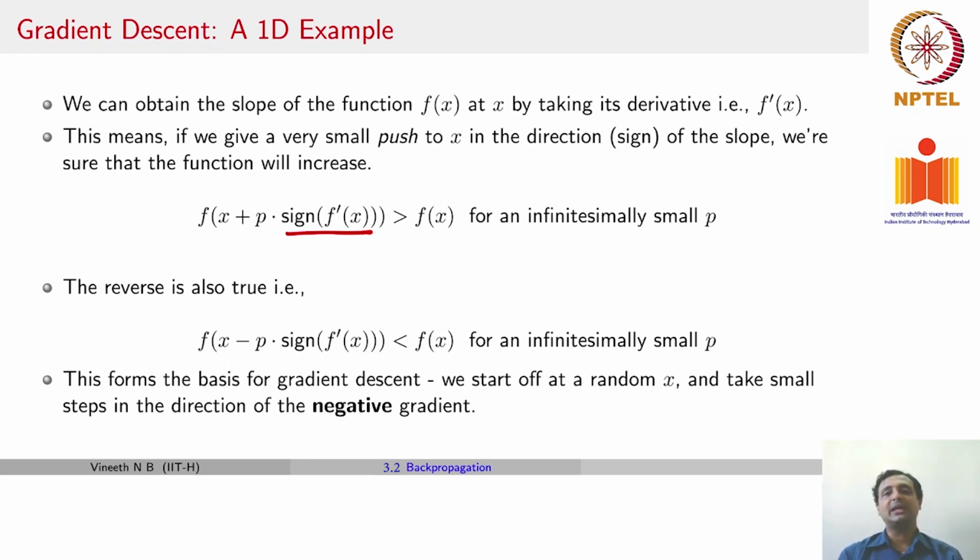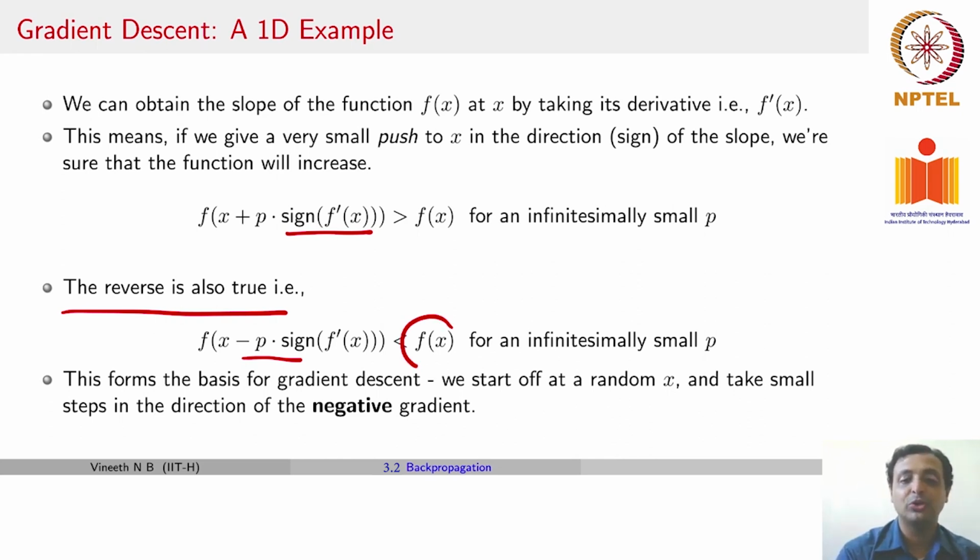Because that's how the gradient is defined. So if your sign is negative, the reverse is also true, which means if you take one step in the negative direction of the gradient, your function value will become lesser than the function value that you had at x.